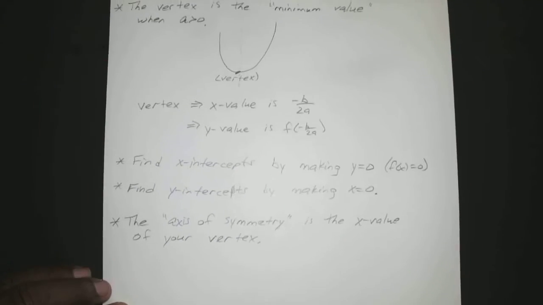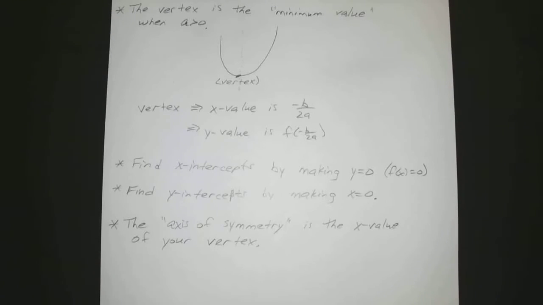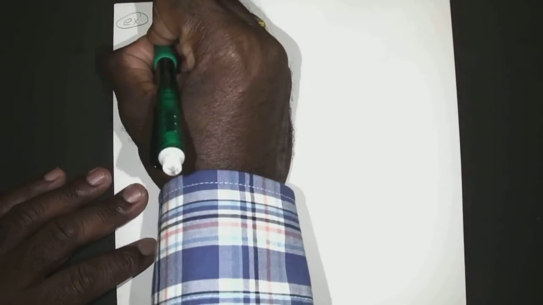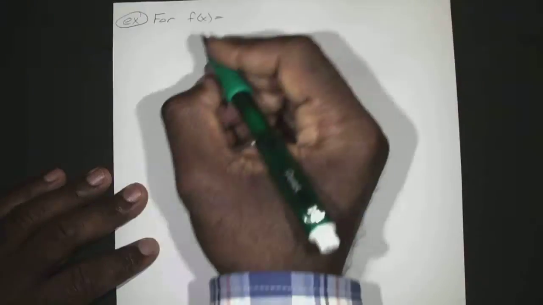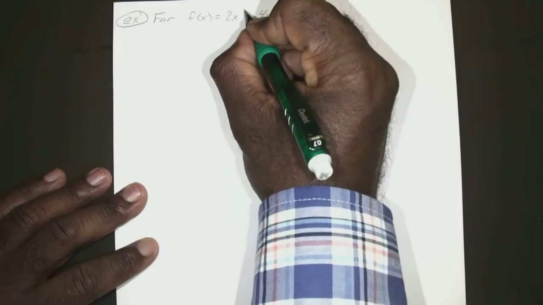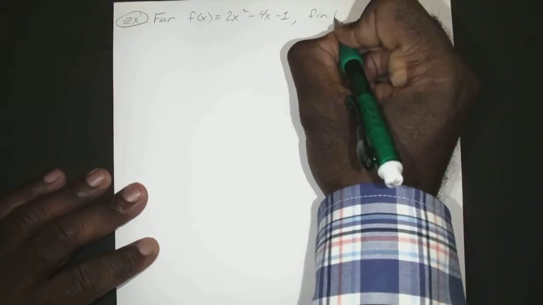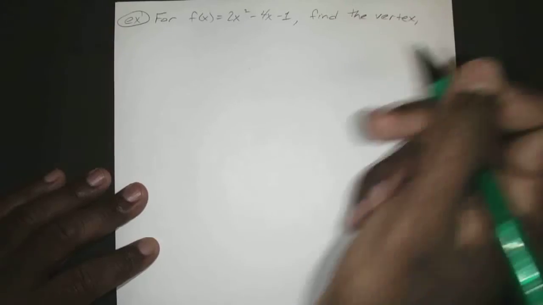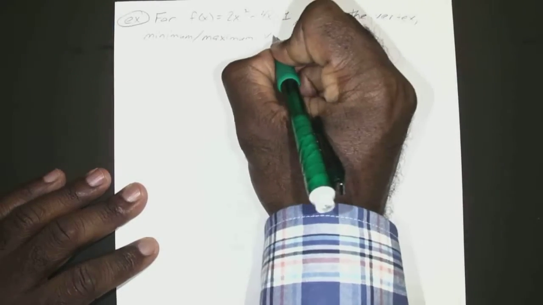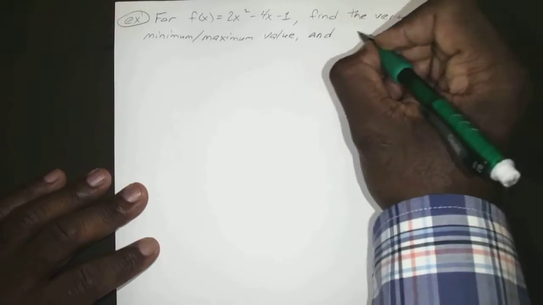Okay, so let's say, for example, for f of x equals 2x squared minus 4x minus 1, let's say we want to find the vertex, minimum and maximum value, and axis of symmetry.